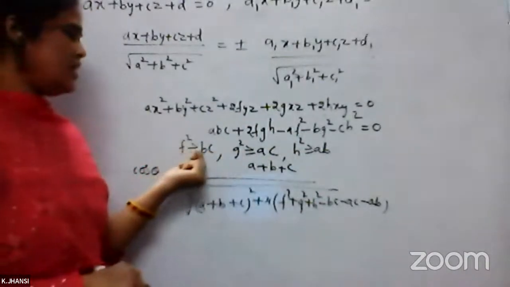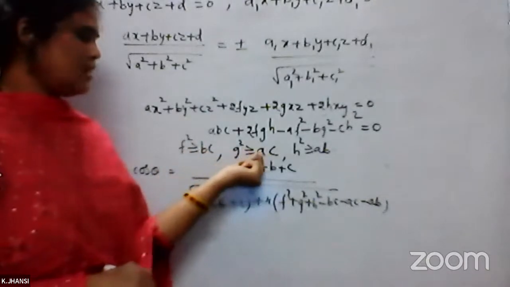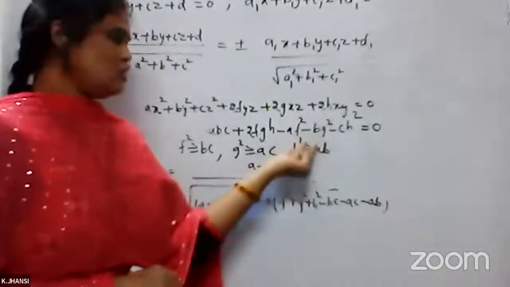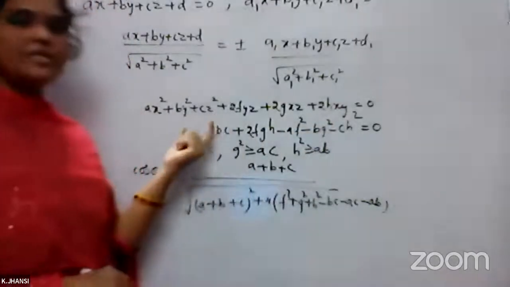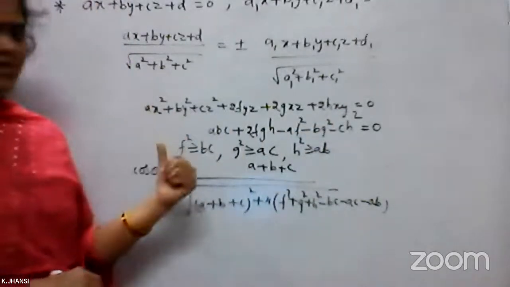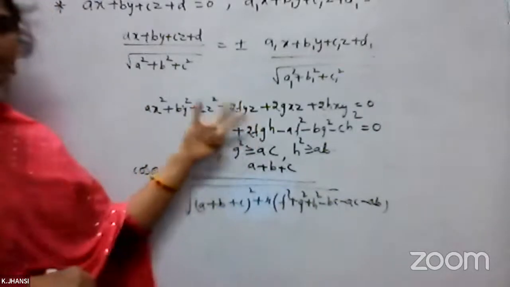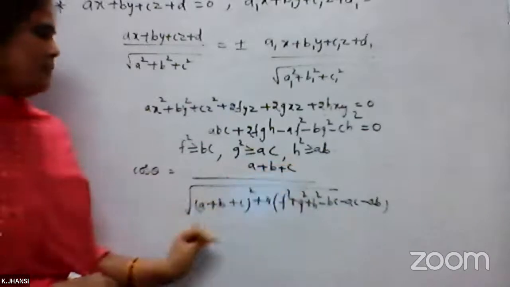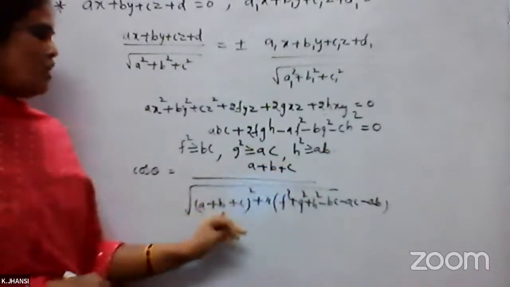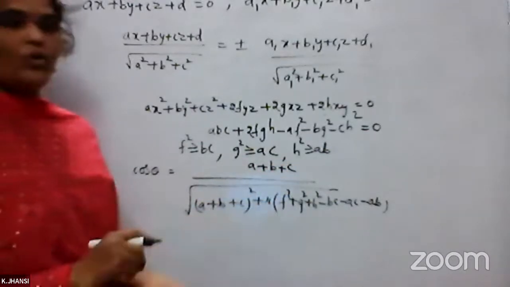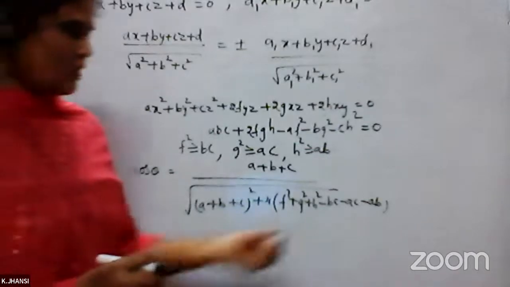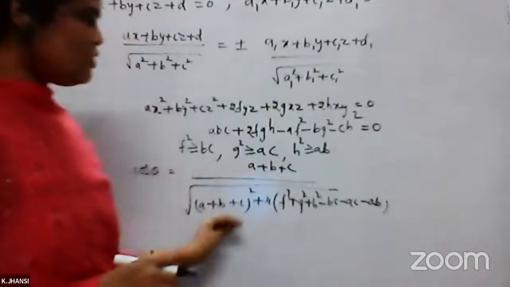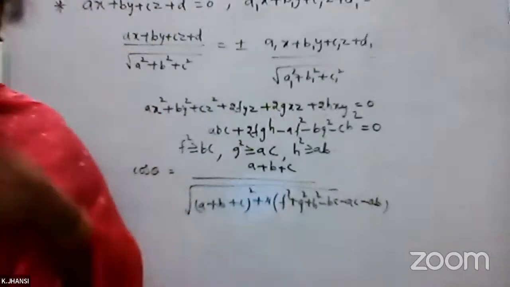That is f square is greater than or equal to bc, g square greater than or equal to ac, h square greater than or equal to ab. If these conditions are satisfied, then they represent a pair of planes passing through the origin. After that, to find the angle between the pair of planes, the formula is cos theta equals a plus b plus c divided by under root of (a plus b plus c) whole square plus 4 into (f square plus g square plus h square minus bc, ac and ab). Okay, so if you substitute all the values, you will get the cos theta value.